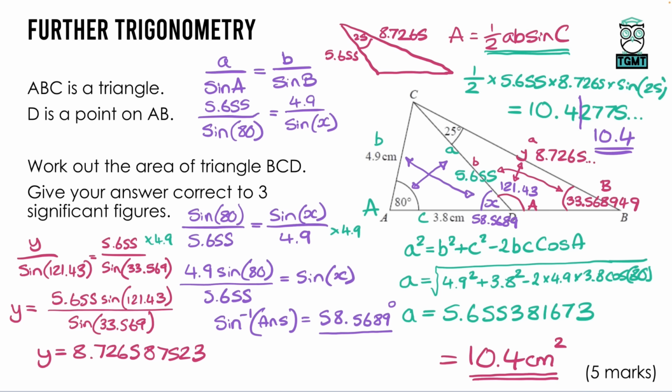Now you can see there was an awful lot. So it's not necessarily always going to be the case that you're going to have every single part of trigonometry within one question. The only thing we didn't really do there was using the cosine rule for an angle. But there we go, pretty much all of trigonometry.